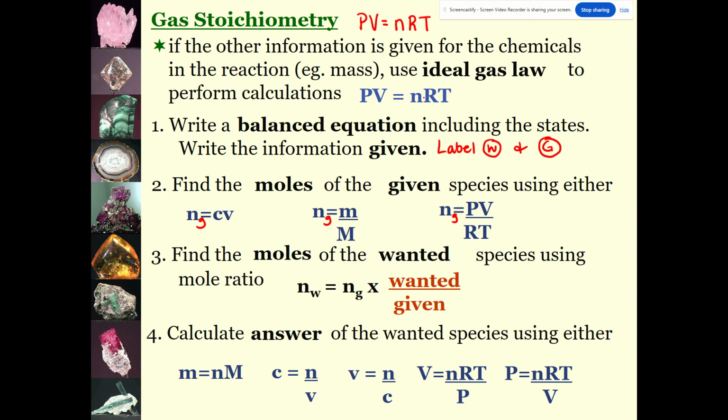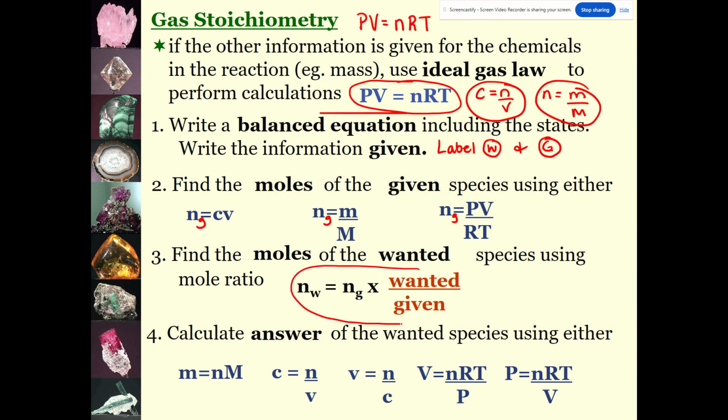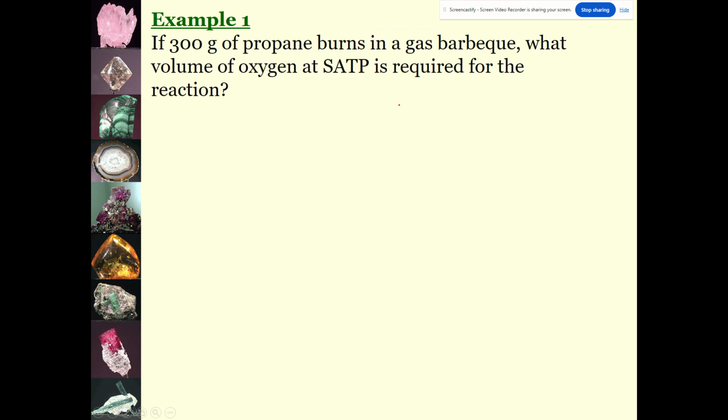So our main formulas for this unit are PV equals nRT, and then C equals n over V, and then n equals mass over molar mass. So those are our 3 standard formulas, other than moles wanted equals moles given times wanted over given, that we're going to be using in this section for stoichiometry anytime you're doing a stoichiometric calculation. Okay, let's look at an example.